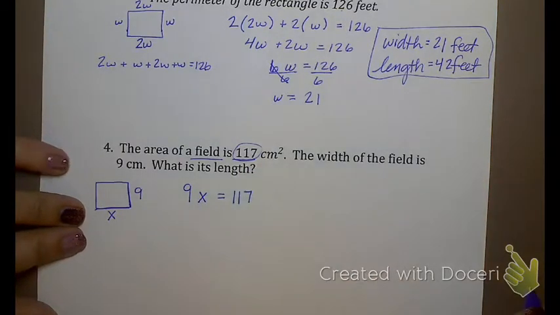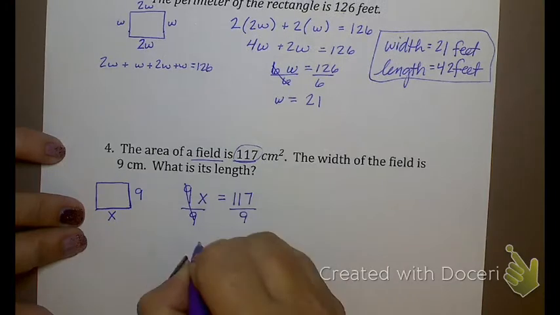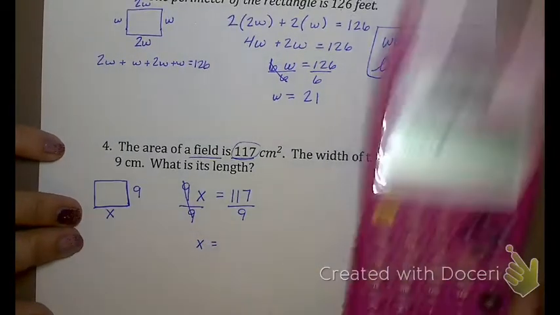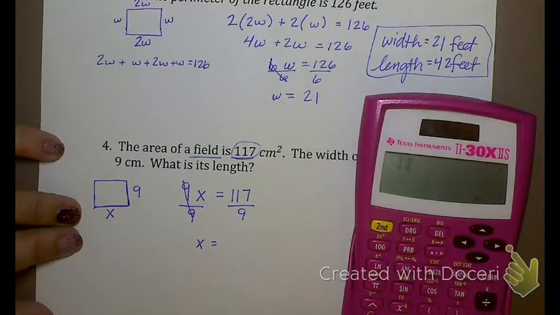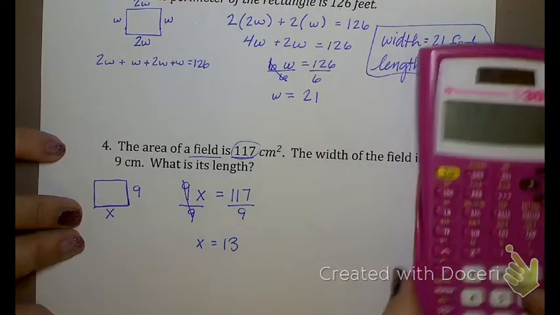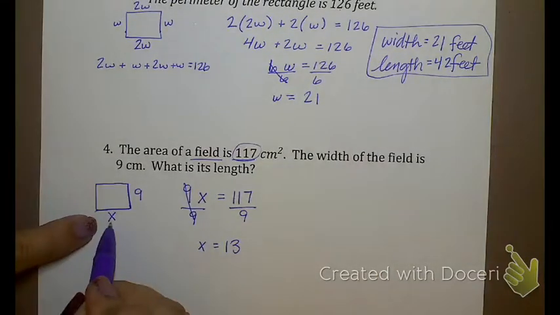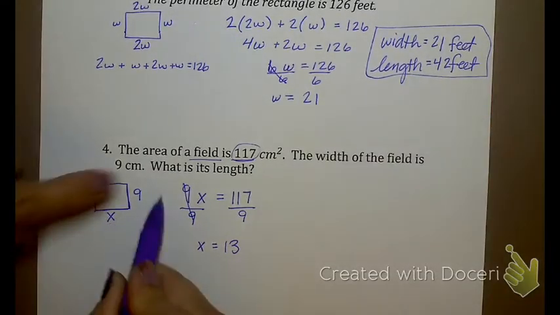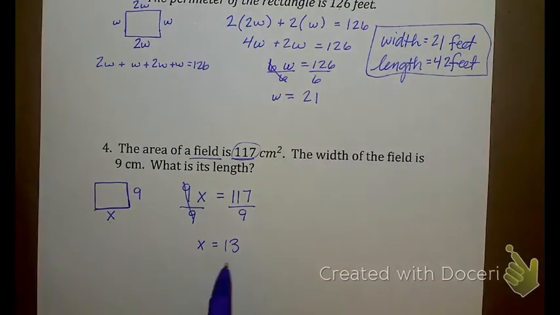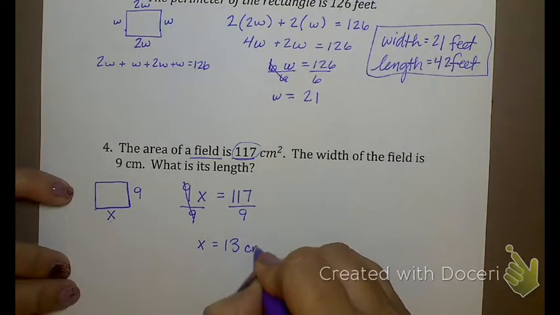117. So how am I going to find the length? Divide by 9. 117 divided by 9 is 13. Is that my answer? No. Well, yes. It is, because that's the length, right? It wasn't like this side was x and this was x plus 9. That actually is my answer in this case. So it's just 13 centimeters.